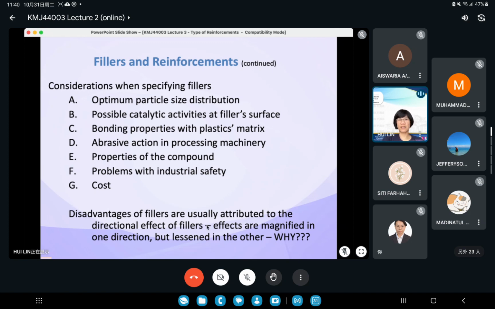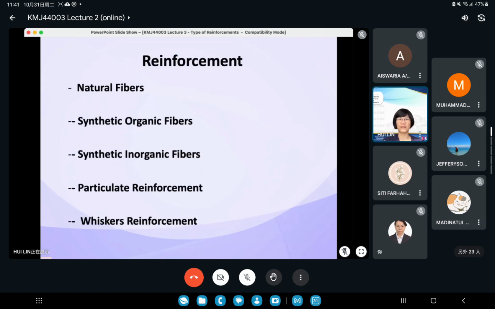These advantages of fillers are usually attributed to the directional effect of fillers. Effects are magnified in one direction but lessened in the other. In general, we haven't talked about the type of filler yet. This is only in general. Here we can categorize the reinforcement into many categories that I mentioned early on when we entered this topic.